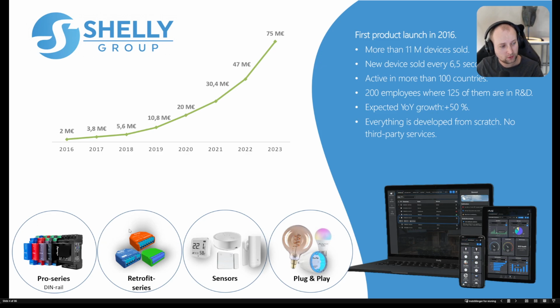We have 4 main product ranges. The Pro range, which is devices for DIN rail installation, like this one here. Then we have the retrofit range, which is small devices which can be built into the existing installation. We have actually the smallest relays in the world with built-in Wi-Fi and Bluetooth. We have a sensor range, which is a range of door window sensors, motion sensors, humidity and temperature sensors, and so on. And then the plug and play range, which is some easy to install smart bulbs, smart plugs, and so on.